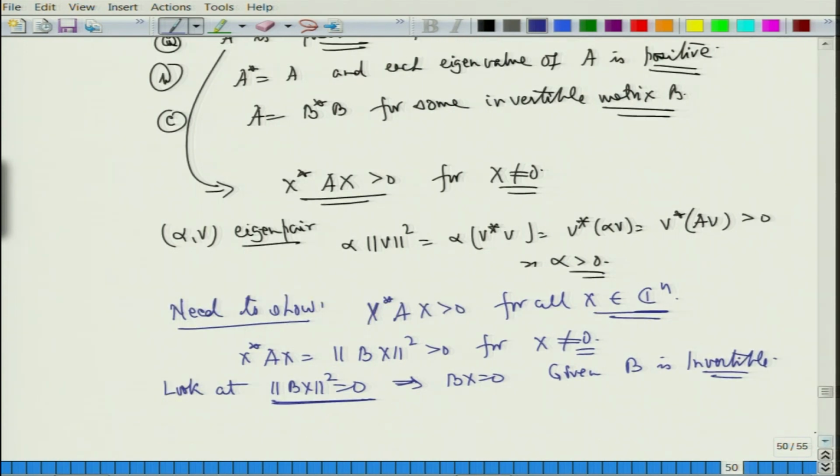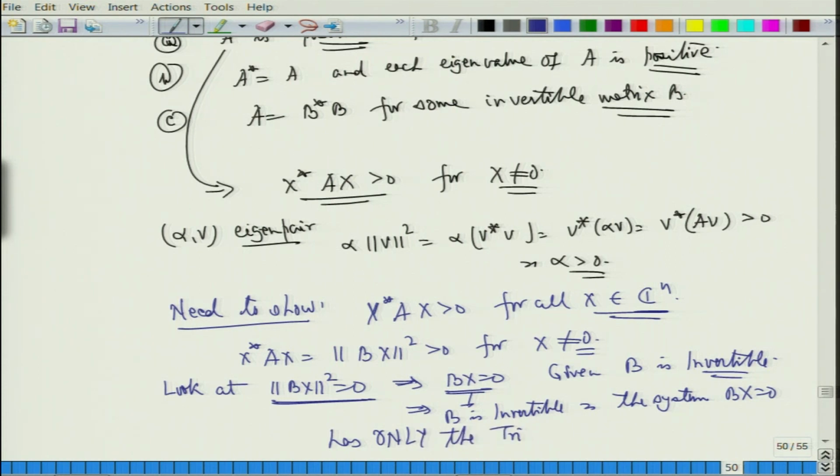Well, what does invertibility mean? Invertibility means that B is invertible implies the system Bx equal to 0 has only the trivial solution x equal to 0. So what we have seen here is that x star A x can be 0 only when x is 0, alright.